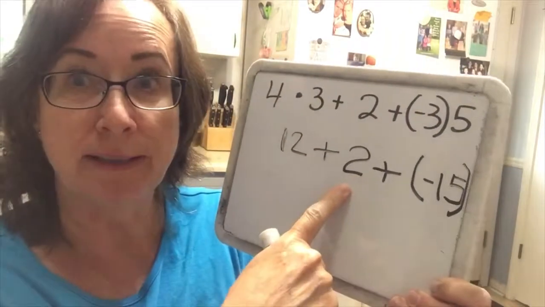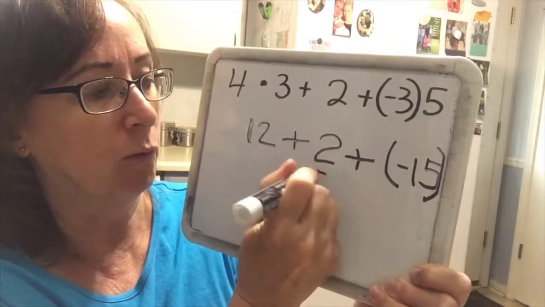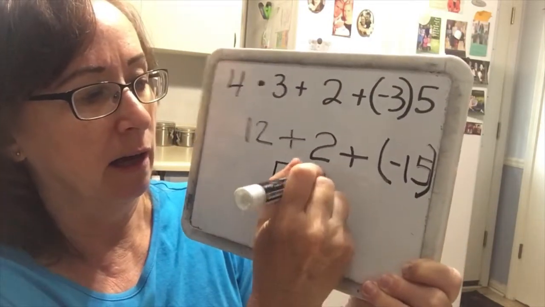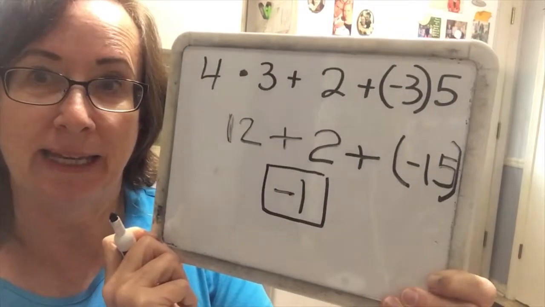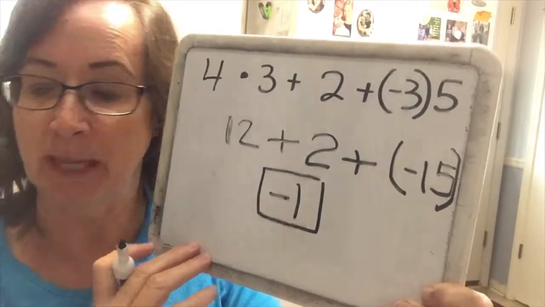12 plus 2 is 14. Take away 15 would be negative 1. And our answer would be negative 1. That would be the value of this expression. So let's look at another one.